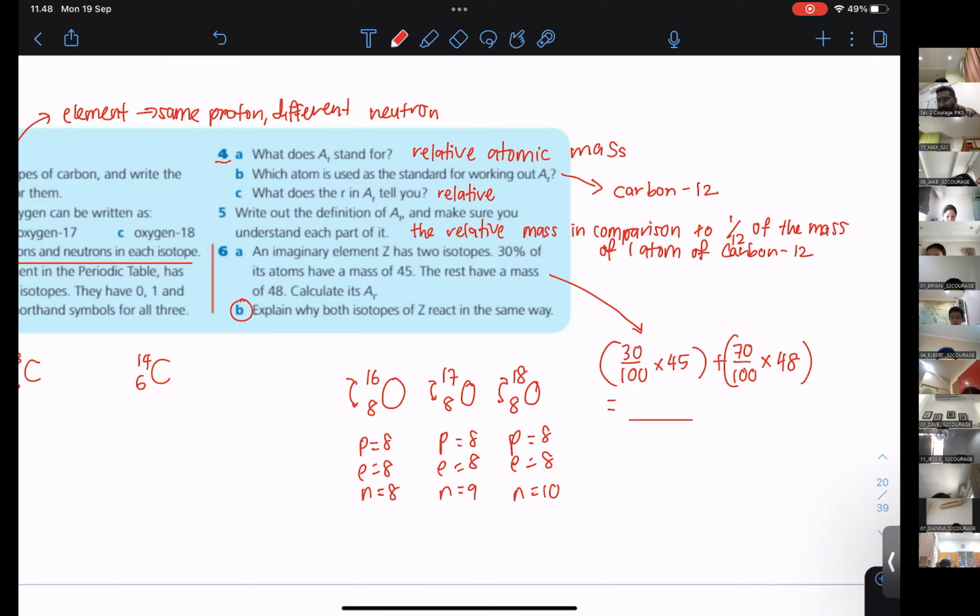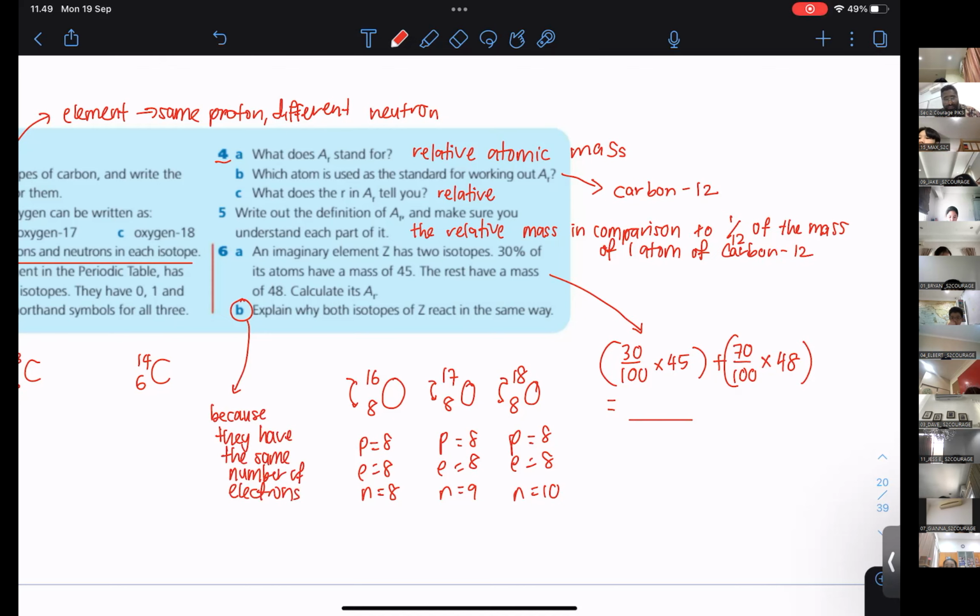While you're calculating, Jesse, can you tell me why both isotopes of Z react the same way? Because the valence electron is the same. Yeah, or you can say because they have the same number of electrons. No need to go so specific about the valence electron, just saying same number of electrons is okay already. Same chemical property.